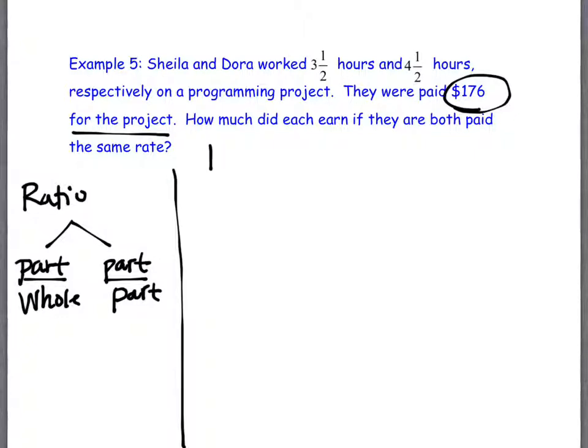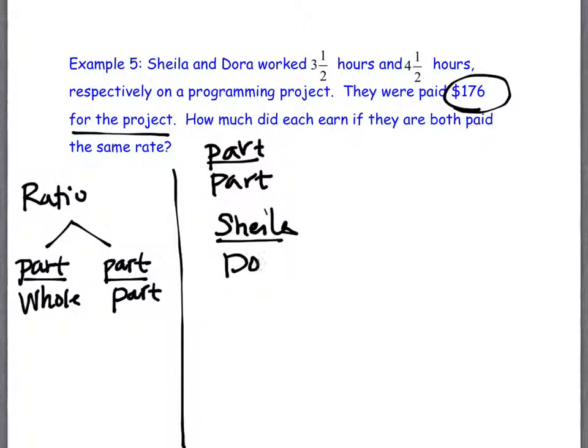So let's take a look at what we would do if we set this up as part to part. If we're thinking of this as part to part, we're going to compare Sheila and Dora: how much money they each made, how much time they each worked. Okay? It's their part of the project. Does that make sense? So Sheila's listed first, so we'll put her on top. Sheila compared to Dora. And we're comparing basically their hours to their pay. So we'll put hours on the left and pay on the right.